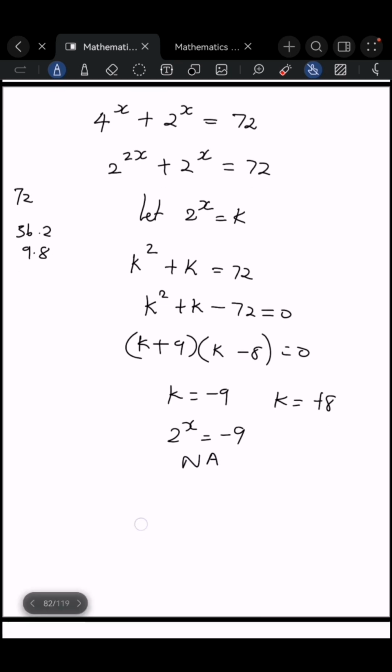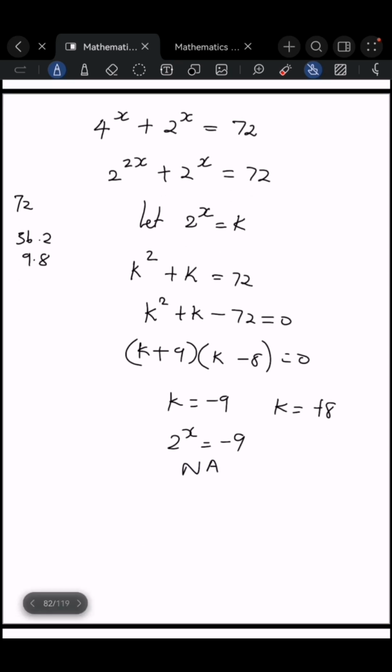Right. Therefore, 2 to the x is equal to negative 9 is invalid. There can never be a solution. Nothing raised to the power of anything will ever produce a negative number. It's not about the 9, it's about the negative part of it. So therefore we're going to have 2 to the x is equal to 8. Therefore 2 to the x is equal to 2 cubed. X is equal to 3.